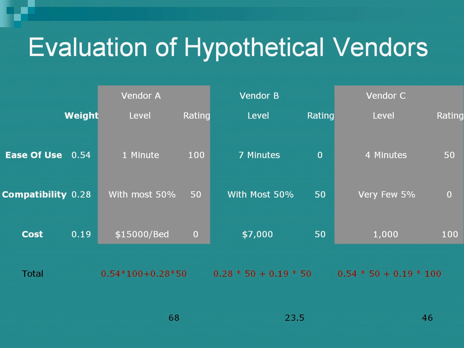Next, each attribute's rating was multiplied by the corresponding weight. Then, for each particular vendor, these totals were added together. For example, vendor A has an ease of use rating of 100, a compatibility rating of 50, and a cost rating of 0. Each of these values was multiplied by its corresponding weight as chosen by the experts, 0.54, 0.28, and 0.19 respectively. These values were then added together to give vendor A an overall rating of 68. This same process was done for vendors B and C, and the ratings were found to be 23.5 and 46 respectively.